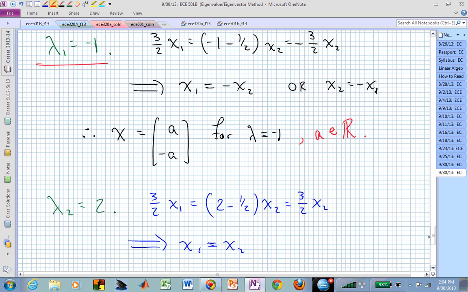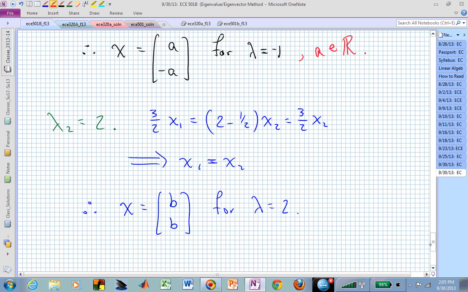We can finish this example by plugging in lambda sub 2 equal to 2 in the same expression that we used before. We now see that 3 halves x1 is actually 3 halves x sub 2. Dividing both sides by 3 halves, we see that x1 is equal to x2, or both coordinates are the same in our eigenvector. And so now, with b being any real number, we have an eigenvector (b, b) for the eigenvalue lambda sub 2 equal to 2.